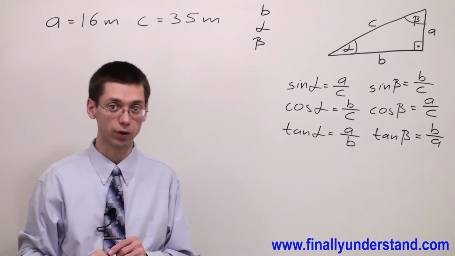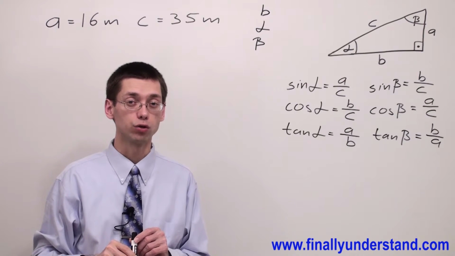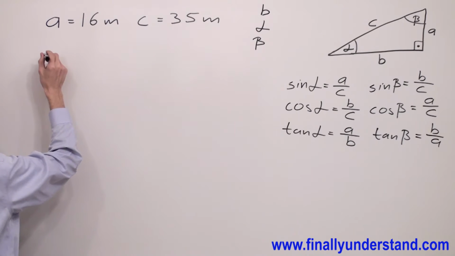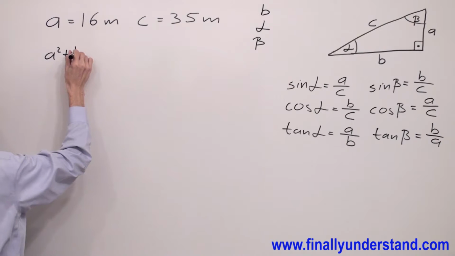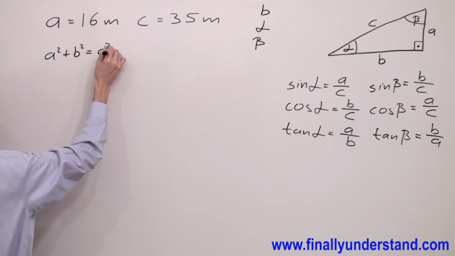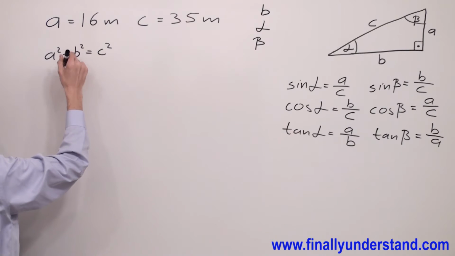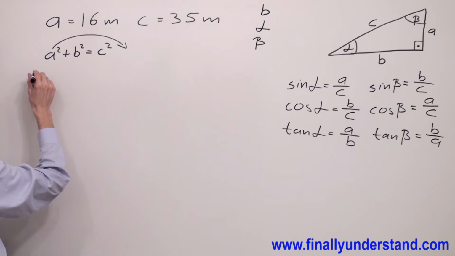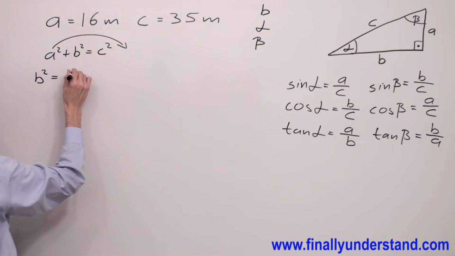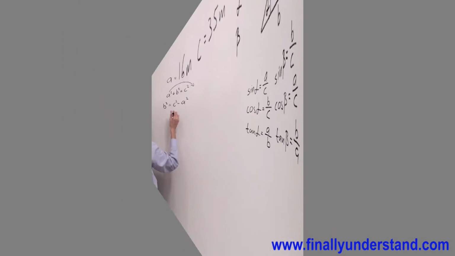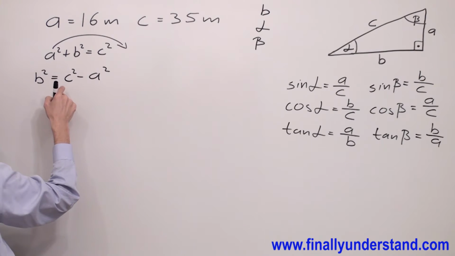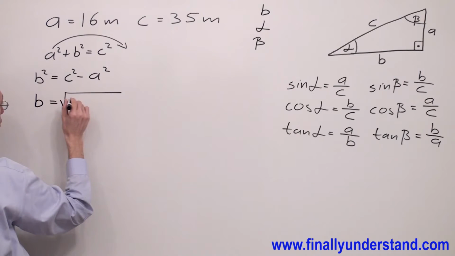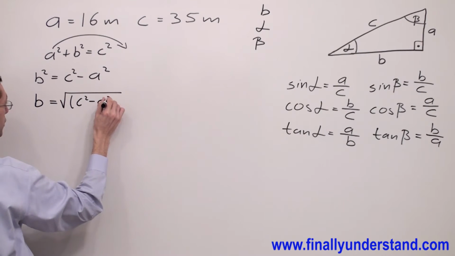If you have a right triangle and two sides are given, you're supposed to find the third side by using the Pythagorean theorem. So we have a squared plus b squared is equal to c squared. I'm looking for b, so I have to move a squared to the right side of my formula, and I'm going to have b squared is equal to c squared minus a squared. You're supposed to take the square root of both sides of the formula in order to find b. So I have b equals the square root of c squared minus a squared.